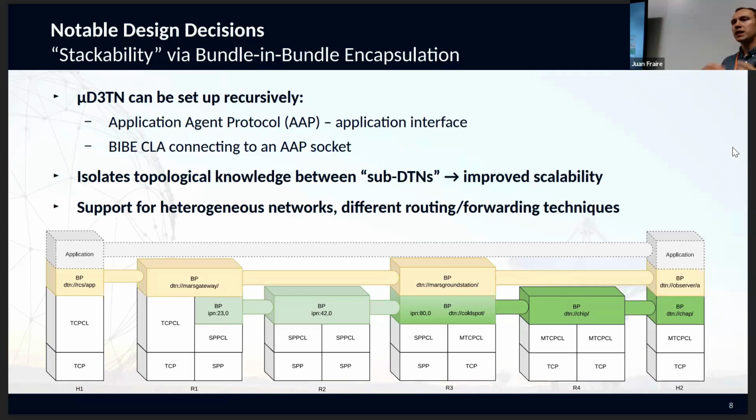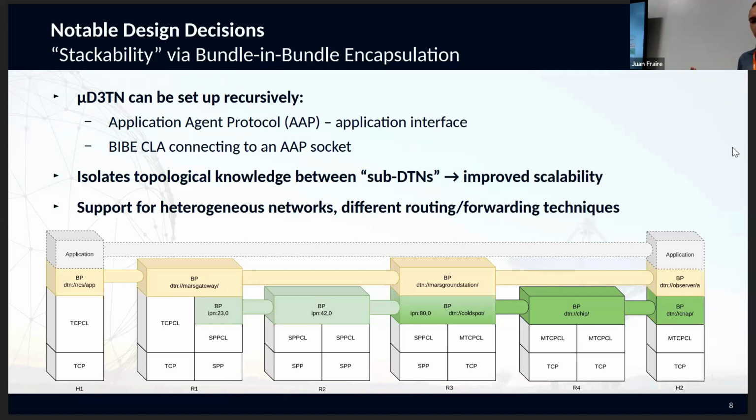So we have our application interface that is called the application agent protocol. It can be accessed through POSIX IPC sockets and TCP sockets. And we have the BIPE CLA that connects to such a socket. And so we can basically set up arbitrary networks stacked on top of each other that don't need to know about the characteristics of the underlying network.